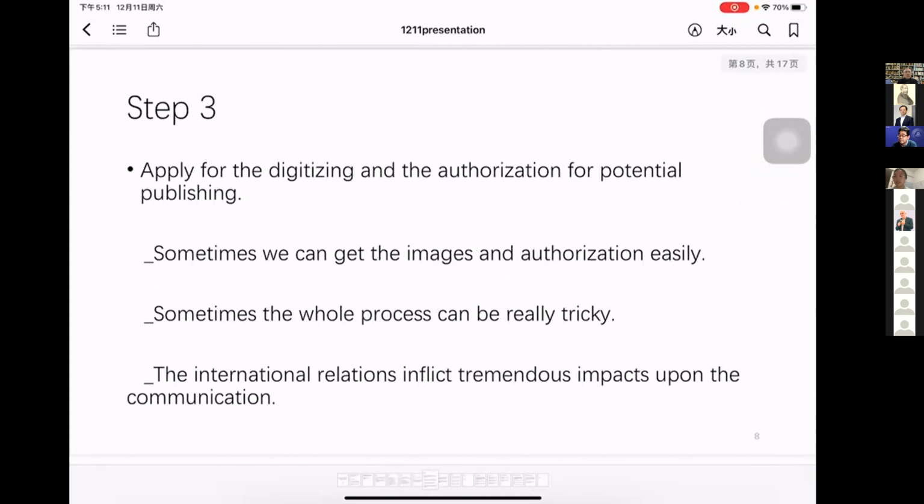So next, step 3. We need to apply for the digitizing and the authorization for potential publishing. For this step, sometimes we can get the images and authorization easily, but sometimes the whole process can be really tricky. The international relations can also inflict tremendous impacts upon the communication.